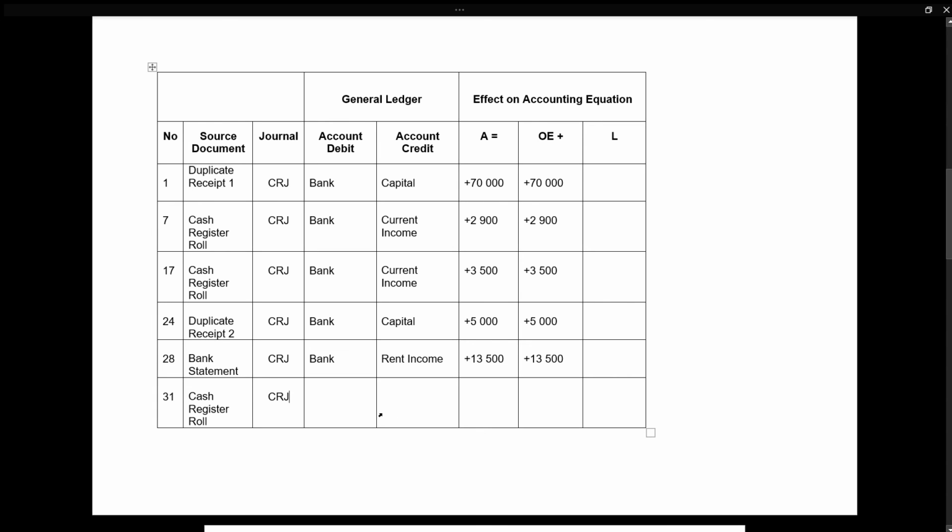Right, so my journal, cash receipts journal, my account being debited will be my bank account. Once again, it's an asset. Asset increases in the debit side. Let's go and show the influence on my assets. My assets will increase with 4,000 Rand. Right, current income, which is an income account, will always have a positive influence on my owner's equity, and it will always be credited as well. There you go. 4,000 Rand equals 4,000 Rand plus 0. Therefore, we've done this one correctly.